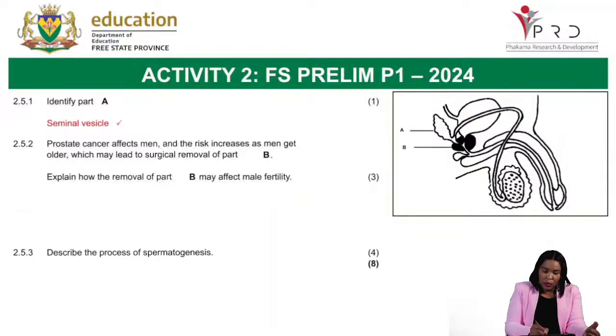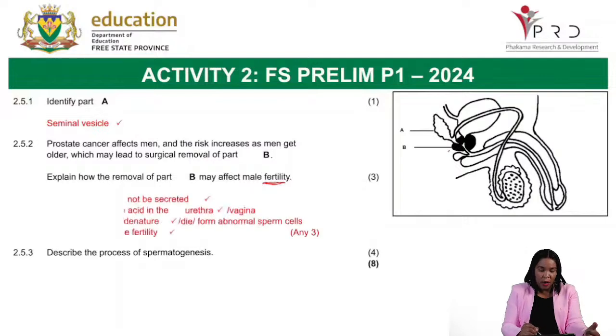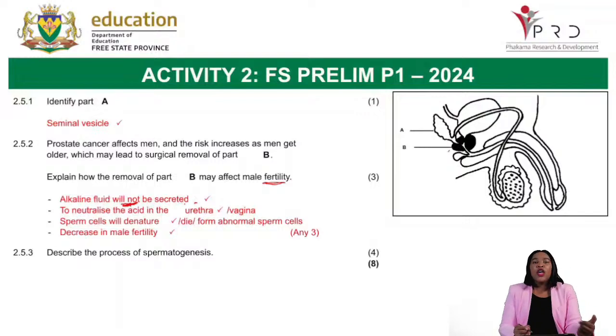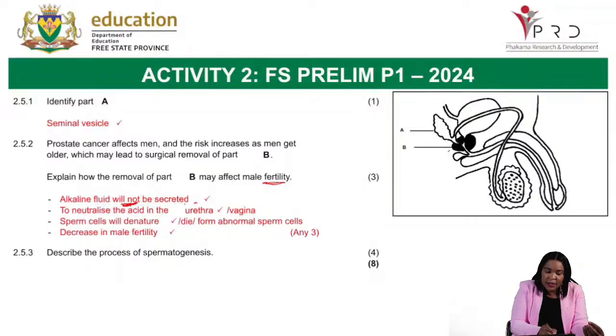And then how will this man's fertility be affected if part B is removed? This is how. An alkaline fluid will not be secreted. You start with the function. Remember, the function of the prostate is to secrete that alkaline fluid to neutralize the acidity of the vagina. So because the prostate is removed, that alkaline fluid is not going to be secreted. You get 1 mark for that.